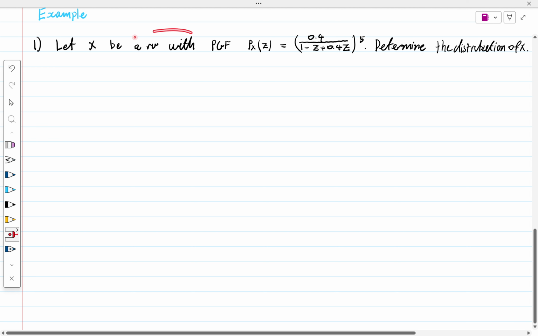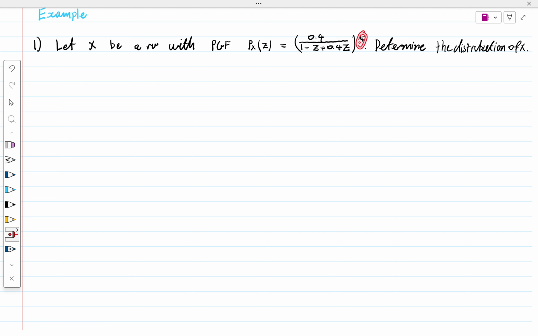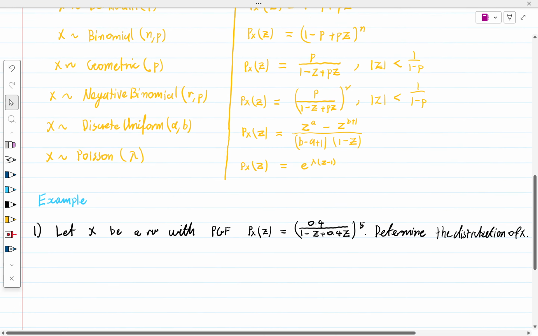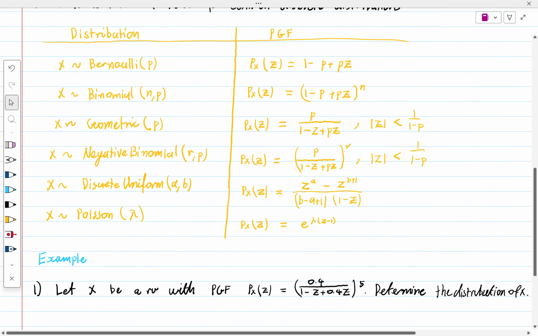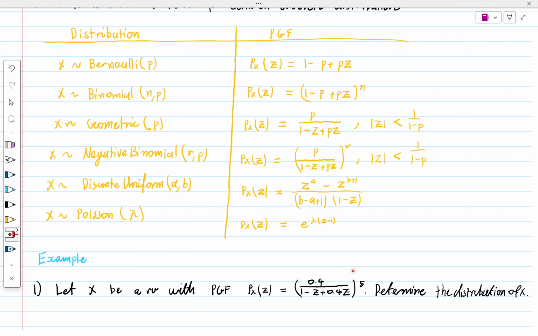Here we're told that X is a random variable with probability generating function given by (0.4 over 1 minus z plus 0.4z) all to the power of 5. And we have to determine the distribution of X. Well, let's look at our lovely table above and see if maybe we can find the distribution and look at which function closely resembles the one below.